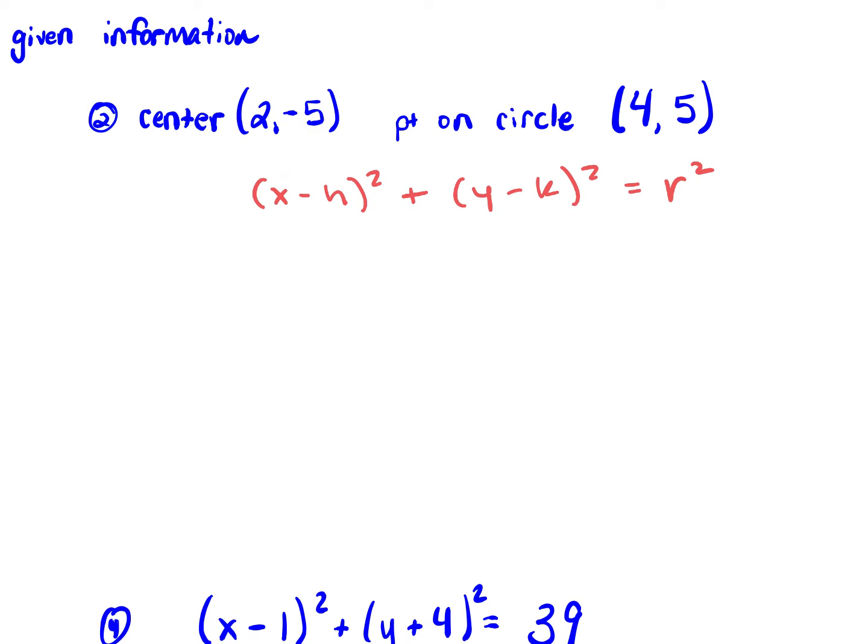Do I have anything that I can plug in right away? I have the center, which is h and k, so I can plug those in. And then do I have anything else? I can plug in my x and y to solve for the radius. Perfect. So I'm going to plug in h, k, x, and y. So I have (4 minus 2) squared plus (5 minus negative 5) squared is equal to r squared.